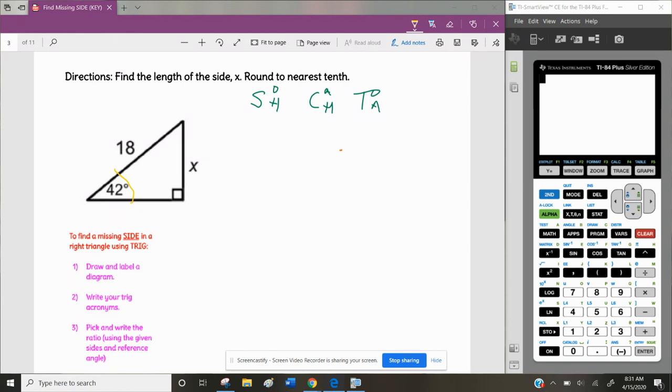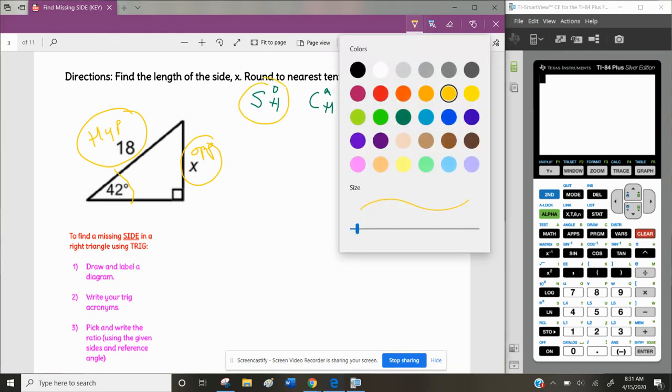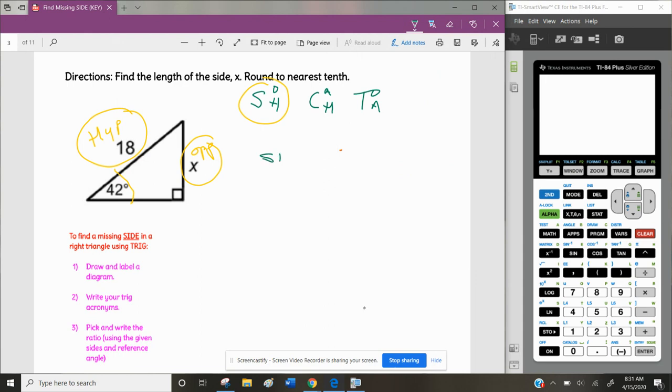So here's my reference angle. Across from that, or opposite, is my x value. And then we have our longest side opposite that 90-degree angle, our hypotenuse. So which of these ratios, sine, cosine, or tangent, has opposite and hypotenuse in it? That is sine. So now we're going to write our equation. The sine of the angle, which is 42, equals the ratio of the opposite, which is x, over the hypotenuse, which is 18.